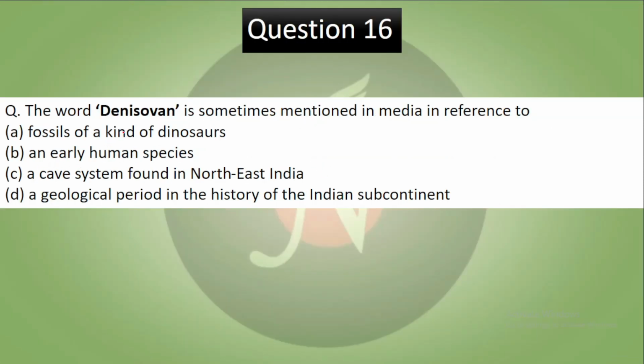Question 16. The word Denisovan, sometimes mentioned in the media, is a reference to fossils of a kind of dinosaurs, an early human species, a cave system found in northeast India, a geological period in the history of Indian subcontinent. Pause the video, try to think about it. Now let's see the answer. So your correct answer is it was an early human species.